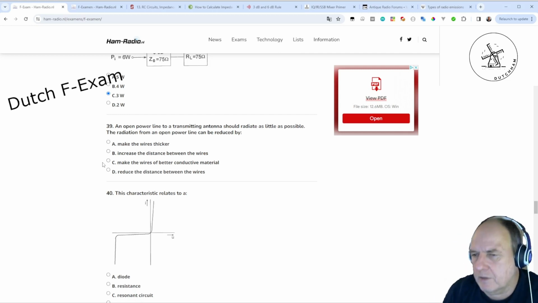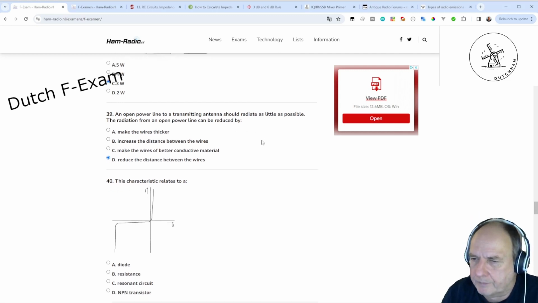So I think it is answer D, reducing the size. Because if you increase the size, then the effect of it on the lines to each other is only reduced. So I guess that gives a better opportunity to radiate. So yeah, I will stick with answer D.